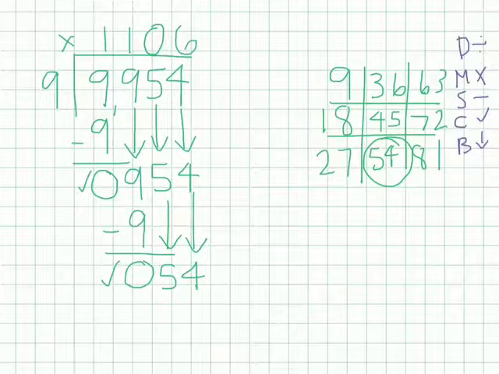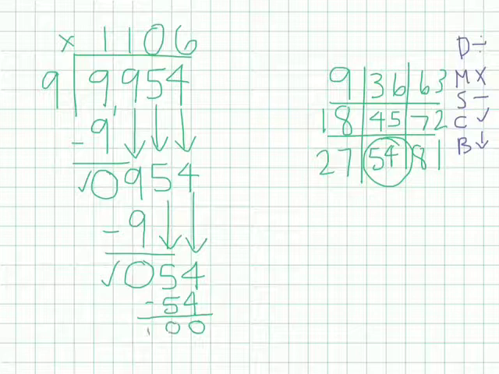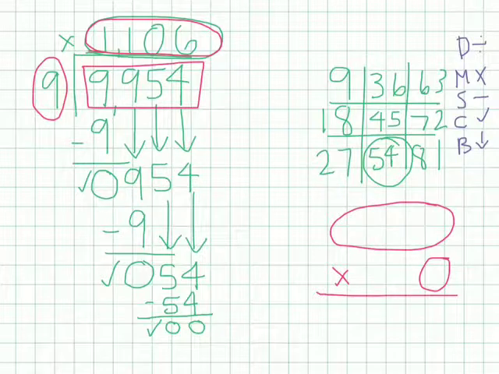So I'll put a 6 there, and then I need to multiply 6 times 9, which is 54. So I'll put my answer here, and I will subtract. 4 minus 4 is 0, and then 5 minus 5 is 0. And 0 is definitely less than 9, so I'll check that. And it doesn't look like I have any other digits to bring down. I don't have a remainder since I have zeros down there. And that tells me that my quotient is 1,106. All right, I'm ready to check my answer.